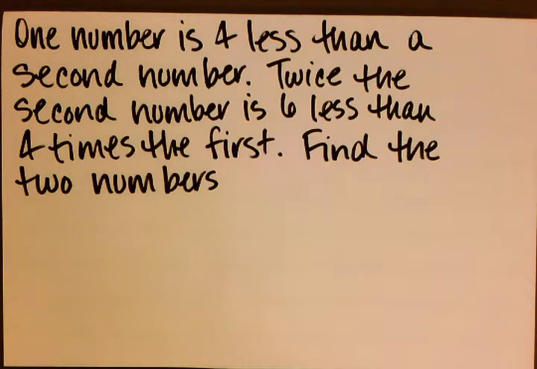The question is, one number is 4 less than a second number. Twice the second number is 6 less than 4 times the first. Find the two numbers.